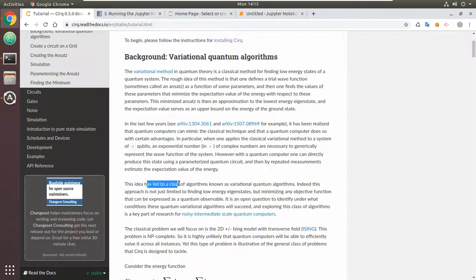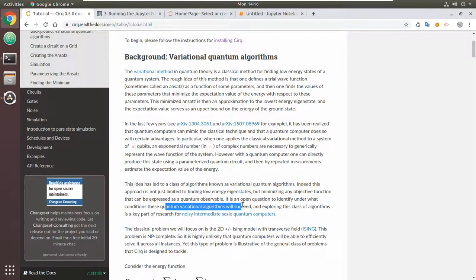The idea has led to a class of algorithms known as variational quantum algorithms. Indeed, this approach is not just limited to finding low-energy eigenstates, but minimizing any objective function that can be expressed as a quantum observable. It is an open question to identify under what conditions these quantum variational algorithms will succeed.